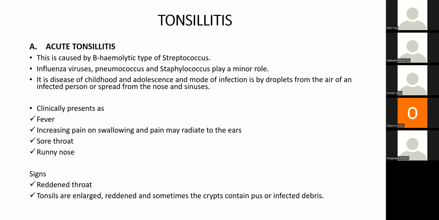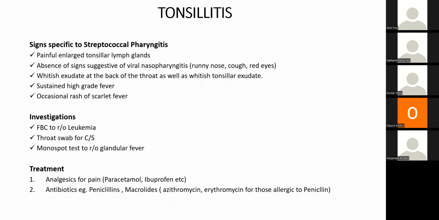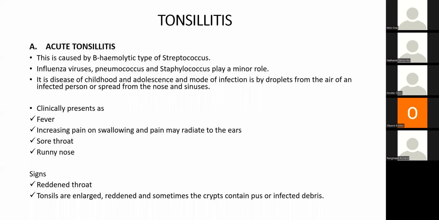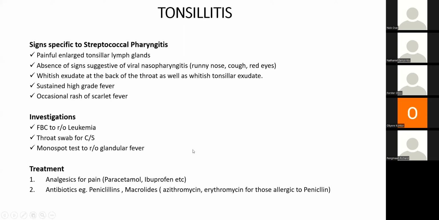And the tonsils are usually enlarged, reddened, sometimes the crypts contain parts of the infected area, as stated earlier. It should be noted that not all types of acute tonsillitis would present the same. It would definitely depend on the offending agent. So if it's from a streptococcus, you should expect, of course, painful enlarged tonsillar lymph glands and the absence of signs suggestive of viral nasopharyngitis.